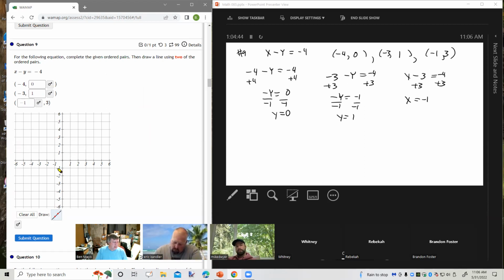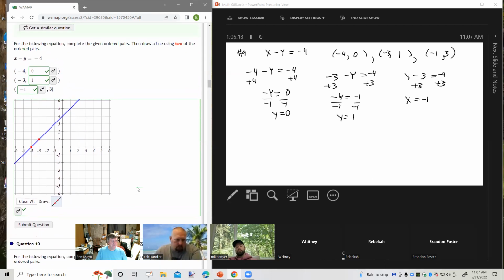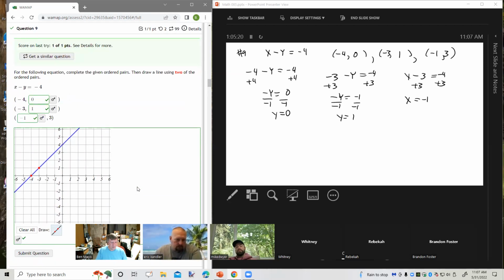So -4, 0 is right there. -3, 1 is right there. Now, it said to just plot 2 points. But I'm not going to plot a third point; I'm going to see if that third point's on the line. -1, 3 it is. So I'd say that I've done it correctly, because if all 3 points don't line up, you know you messed up somewhere. But I'm not going to plot a third point. I'm just going to eyeball it there. Okay. So there's problem number 9.